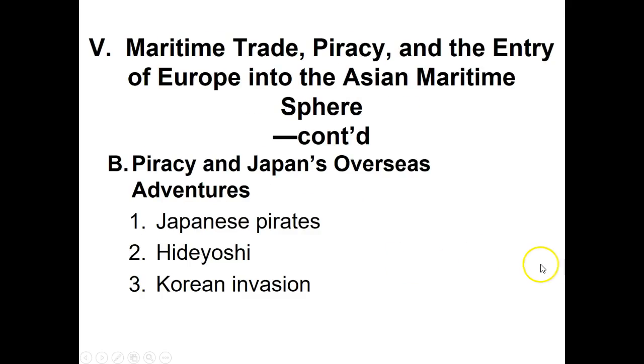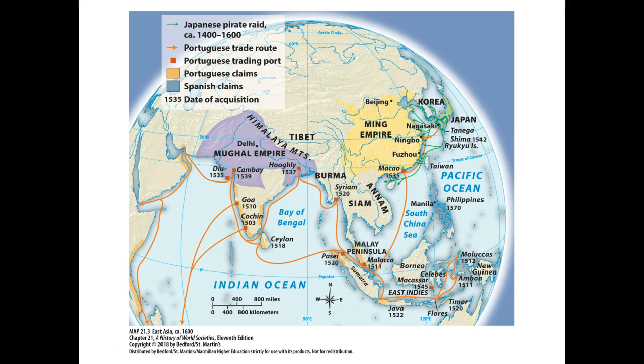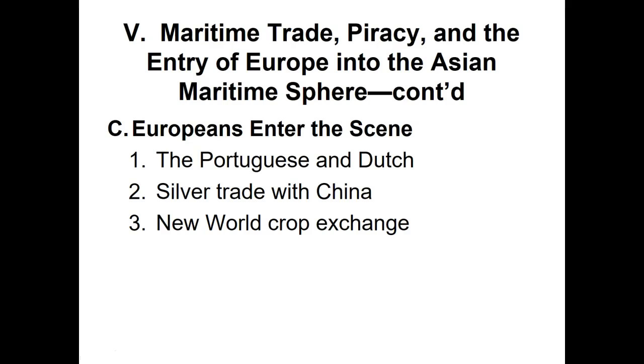Japanese pirates were also important. Hideyoshi tries to get rid of them, and the Japanese islands were loaded with pirates. And really, Hideyoshi is so impressed with how good these guys are that this is why he invades Korea unsuccessfully. The chapter really ends though with, you can kind of see the arrival of the Europeans and what the European arrival will do to these areas.